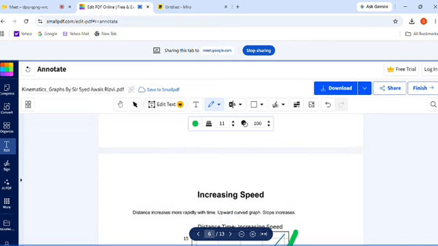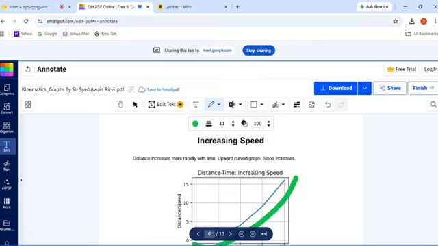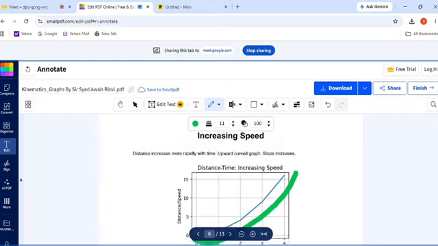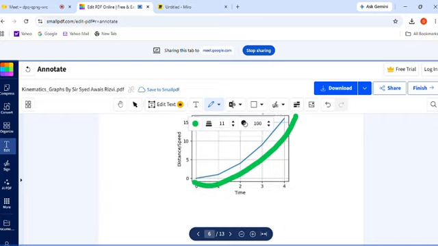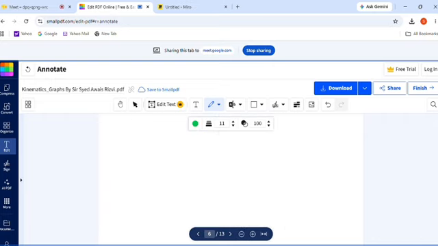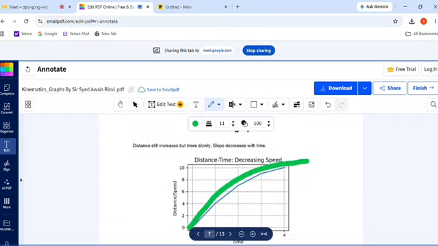Third case, when the gradient is in curve form, the body will be moving with increasing or decreasing speed. Then you have to see whether the curve is increasing or decreasing. If it is inclining from the bottom to the top, then it is an increasing speed. If it is moving from up to down, then it is a decreasing speed graph. Here you can see that. So first of all, we will focus on these types of graphs.